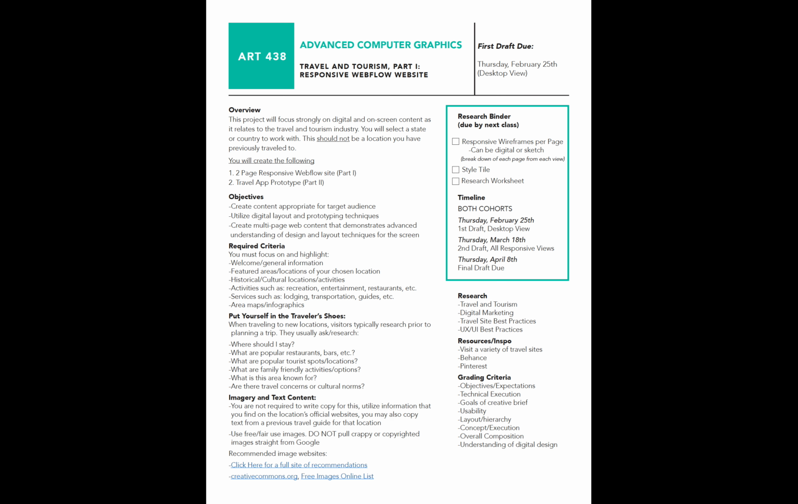Okay, imagery and text. I'm not going to require you to write your copy for this. You can use found information from the location's official websites. You may also copy text from a previous travel guide for that location. So you could also look at their print or digital travel guides to help pull content for your website as far as the verbiage and information.